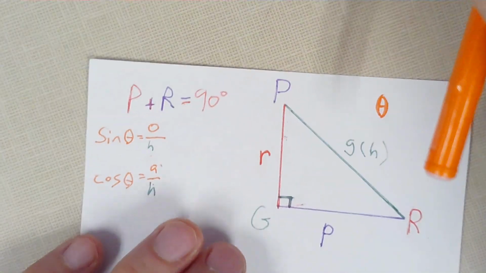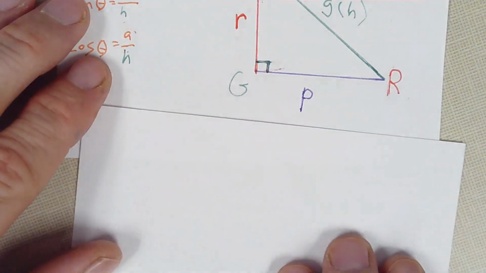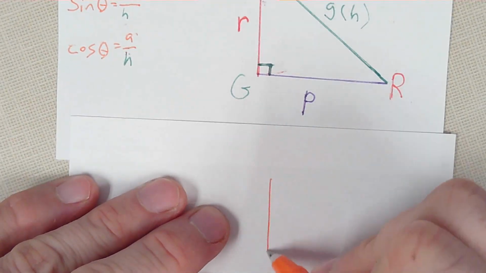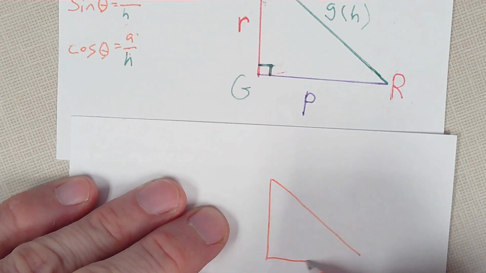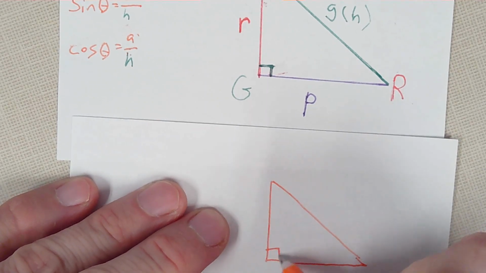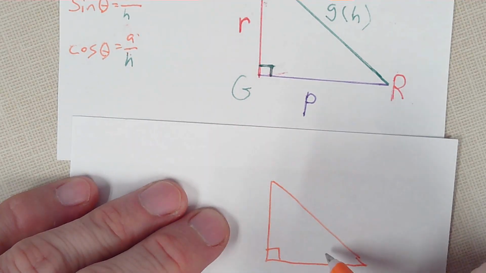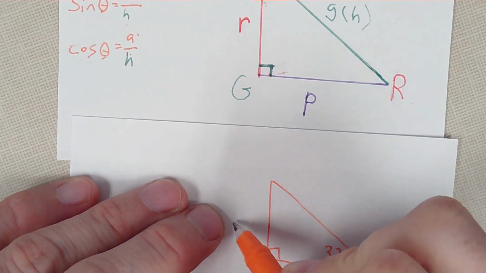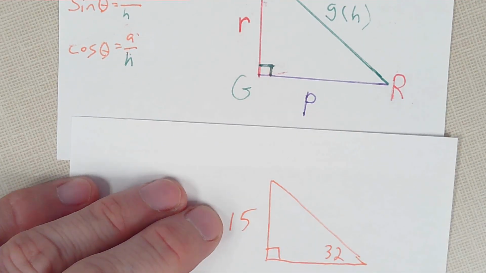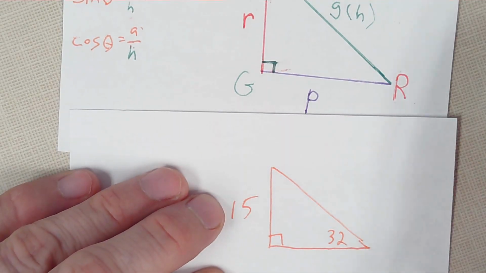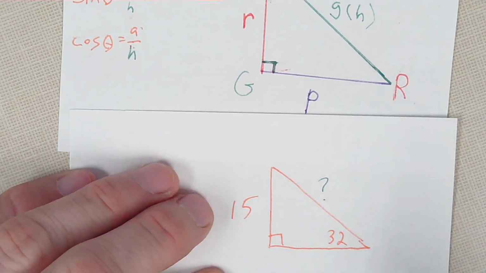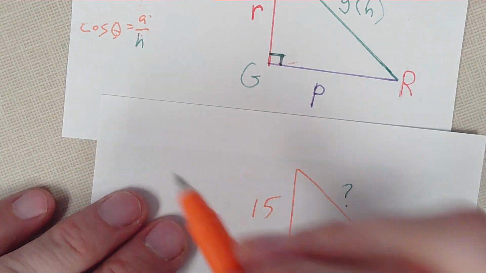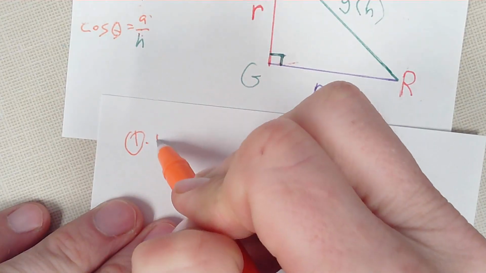Okay, well, let's look at an example. Let's say that I have a right triangle, okay, and I'm given this angle is 32, okay, and I'm given this is 15, and I'm trying to find this. Okay, the first thing I need to do is what function?